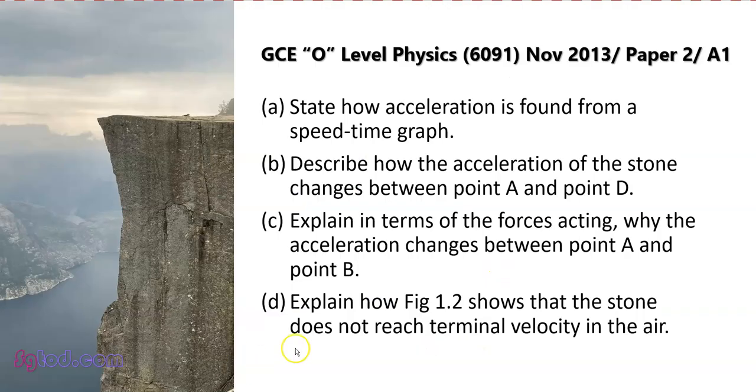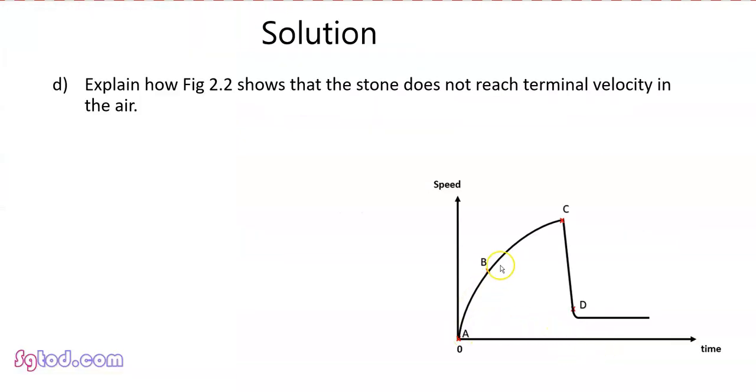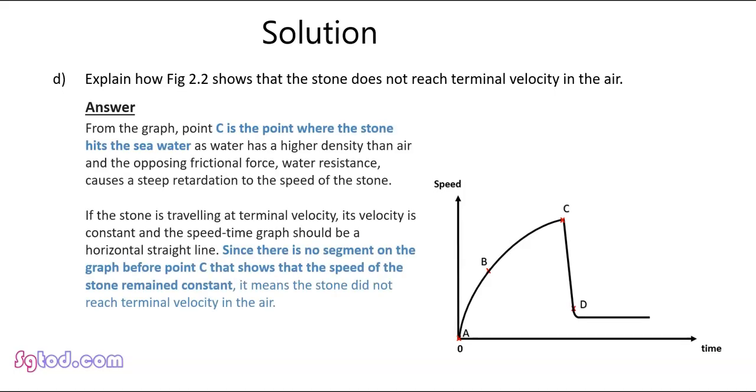In part D, you are to explain how Figure 1.2 shows that the stone does not reach terminal velocity in the air. You may have noticed that the graph of the stone looks like the graph of the skydiver in the previous lesson. However, unlike the skydiver that opens up the parachute, the stone has no parachute. So why is there a sudden drop in velocity? It must be because the stone drops into the water. Therefore, your answer must explain that point C is where the stone drops into the water. Here's how you should explain.